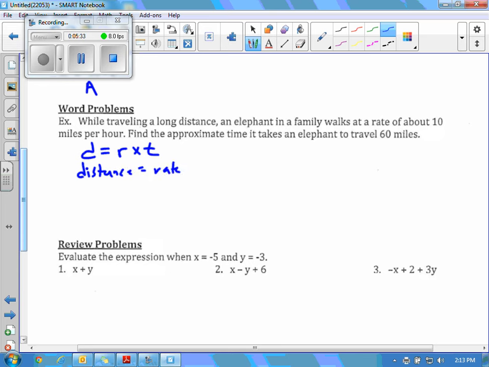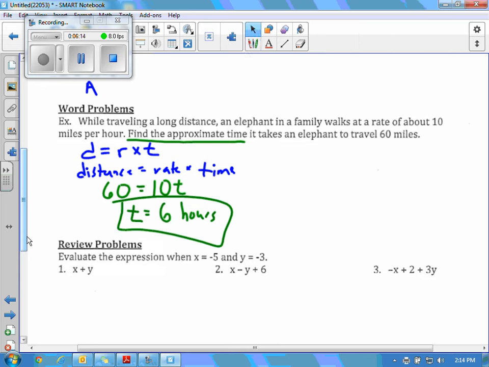equals rate times time. So in our word problem, okay, the distance that we're looking for the elephant to go is 60 miles. So we're plugging a 60 right here. The rate, it tells us that an elephant walks at a rate of 10 miles per hour, so I'm putting 10 for the rate. And then for the time, it says find the approximate time. So we don't know, so we're just going to put the variable t in there. So if you look at this, what we're trying to figure out is 10 times what number is going to equal 60. So just from mental math, I know that that's going to be 6. Now we need a unit on this. Since we're in time, it's going to be 6 hours.